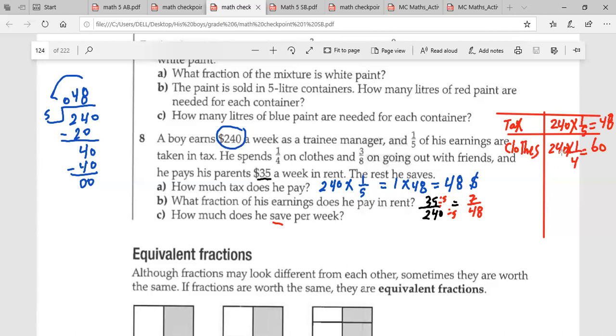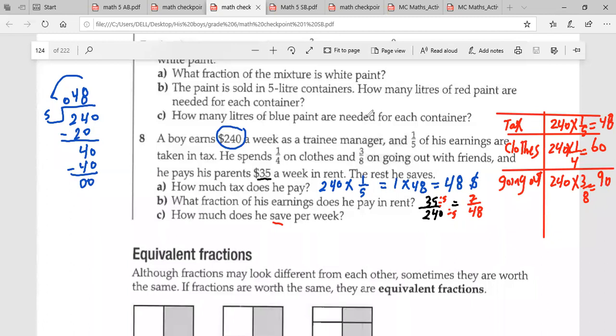The next one, he went out. Going out is about 3 out of 8. 240 multiplied by 3 out of 8. You divide 240 by 8 and multiply by 3. Here 240 divided by 8, we get 30. 30 multiplied by 3 is 90.